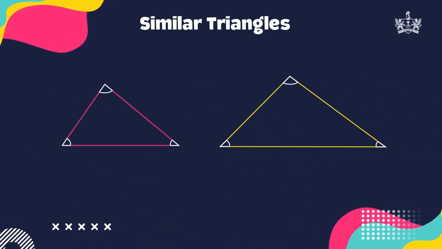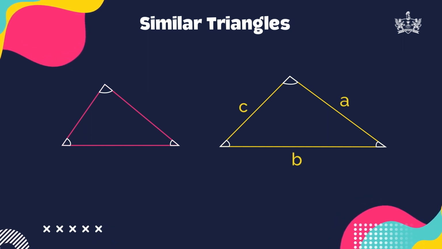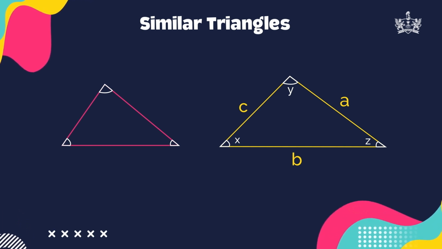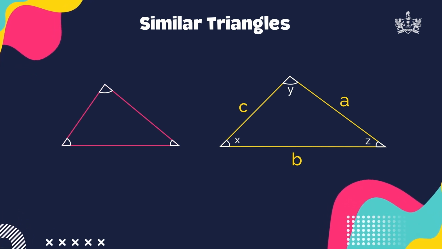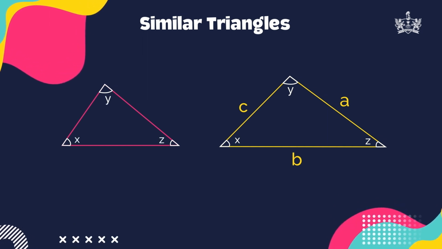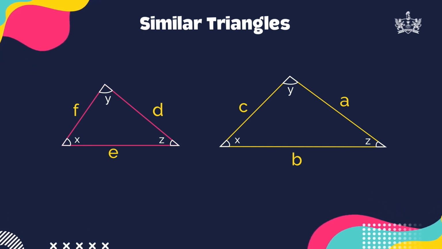Take these triangles, for instance. We have the larger triangle ABC with angles XYZ. If we compare this to the smaller triangle, we see that the angles are the same, XYZ, but the lengths are now DEF. These are what's called similar triangles.